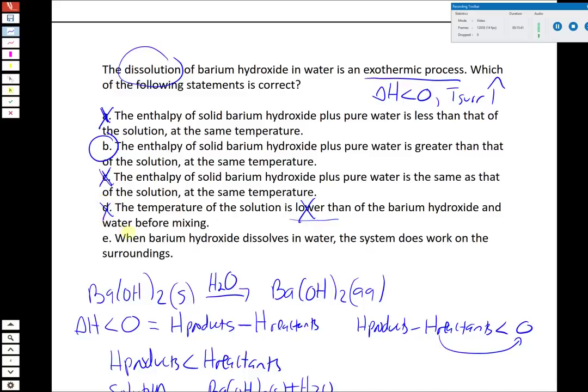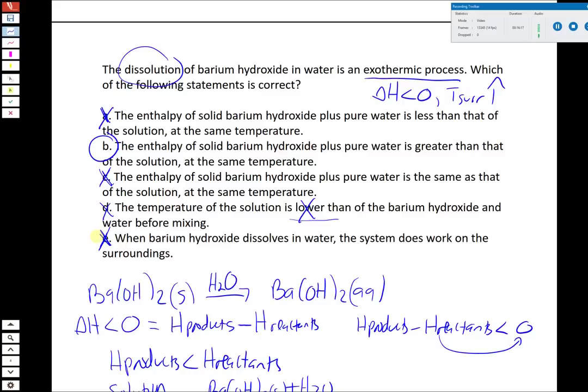And then here, the last one asks about work. So when barium hydroxide dissolves in water, the system does work on the surroundings. We can't really say anything intelligent about work here. Delta H just relates to Q, as we said earlier. We don't really know if the system is expanding or contracting or anything like that. And as we said, for processes involving solids and liquids, as we're doing here, the work is generally very, very small anyway. So this one, we don't have enough information really to even evaluate it, so that one's not going to be a correct statement either.